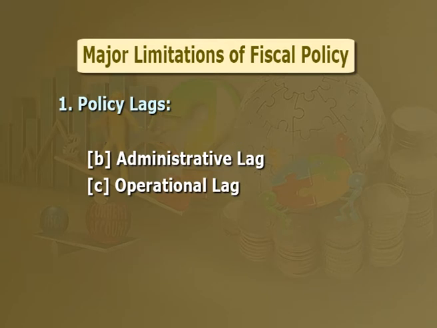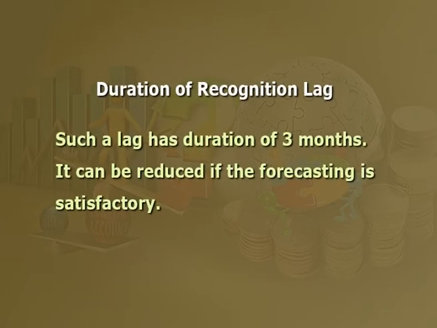Number 1, recognition lag. This is the interval between the time when the action is needed and when it is recognized that action is needed. This lag may exist when a change in the economy and a report concerning the change do not coincide. Such a lag has a duration of 3 months. It can be reduced if the forecasting is satisfactory.